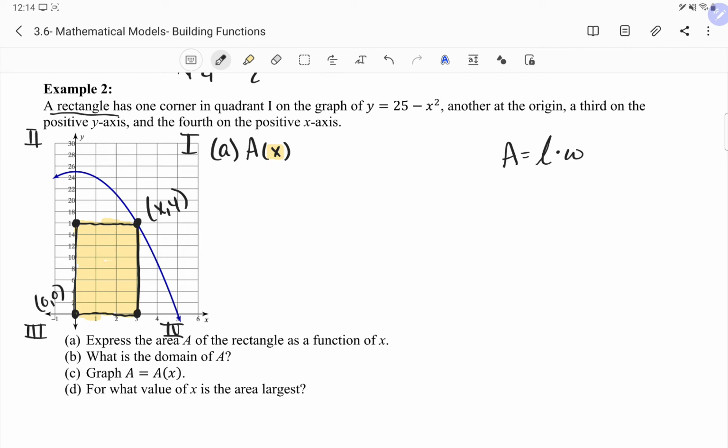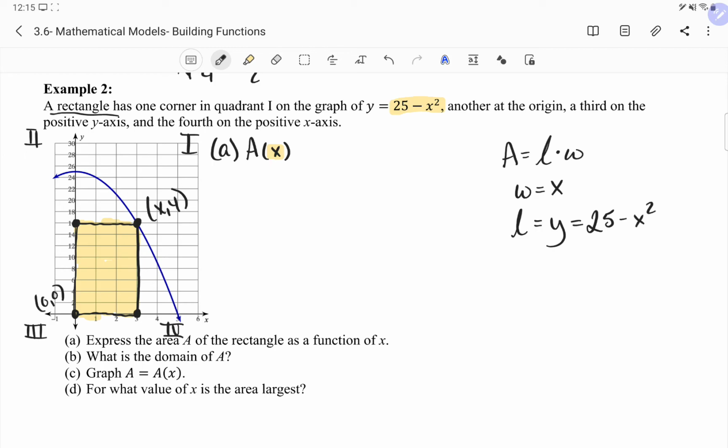Now we want these to be in terms of x. So I'm going to go ahead and assign one of these letters, either length or width, as an x. Let's go ahead and use the width, which is usually the right and left. So we'll say the width is x, and we'll say that the length is equal to y. Now we know what y is, right? So y is actually this thing here, so I can say that y is 25 minus x squared.